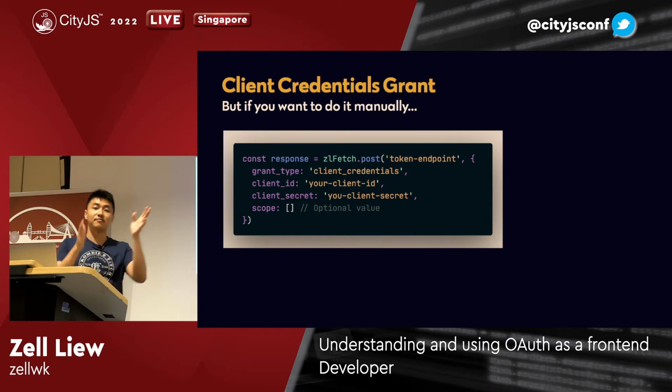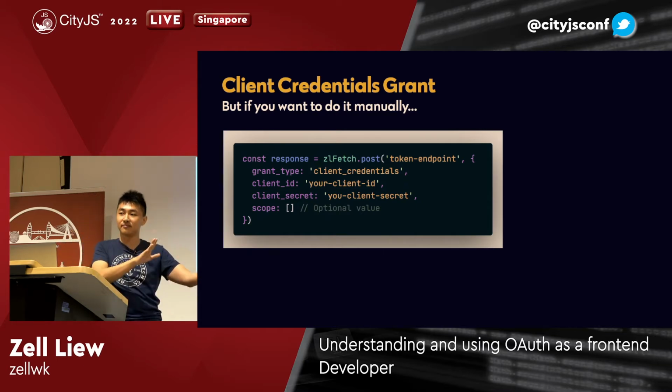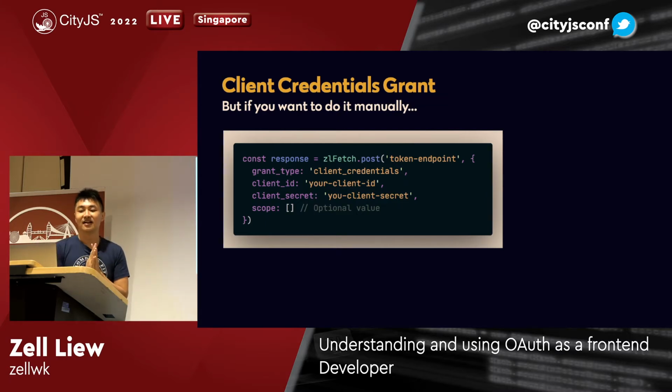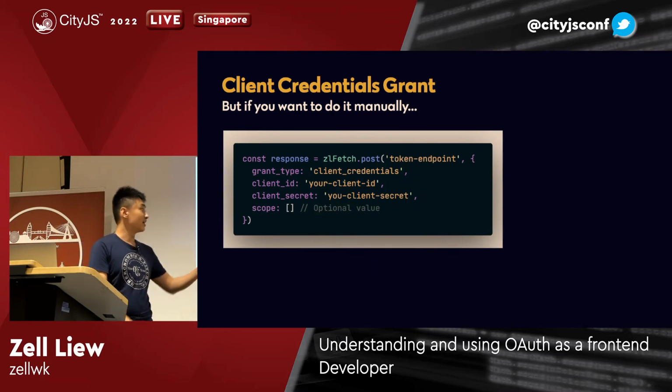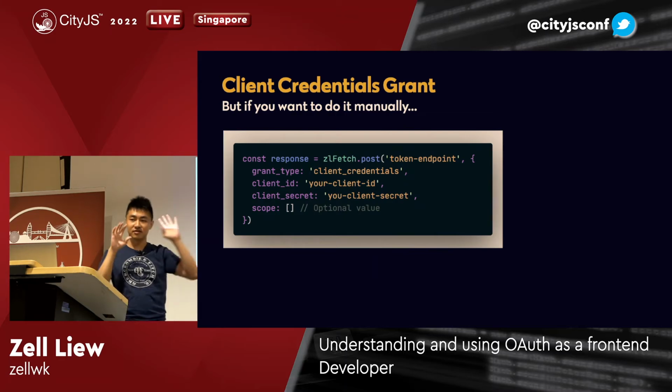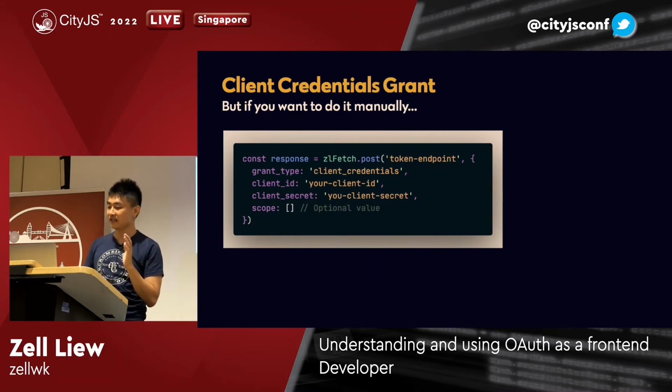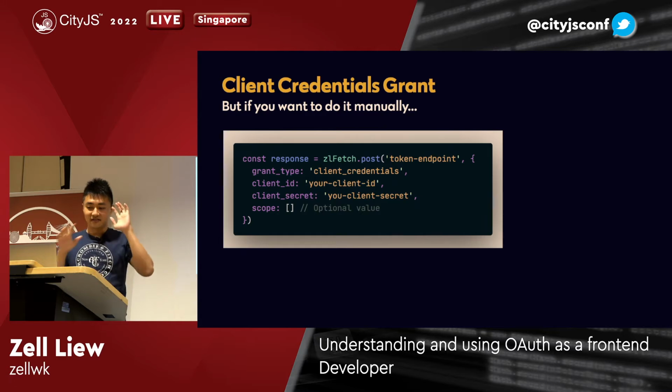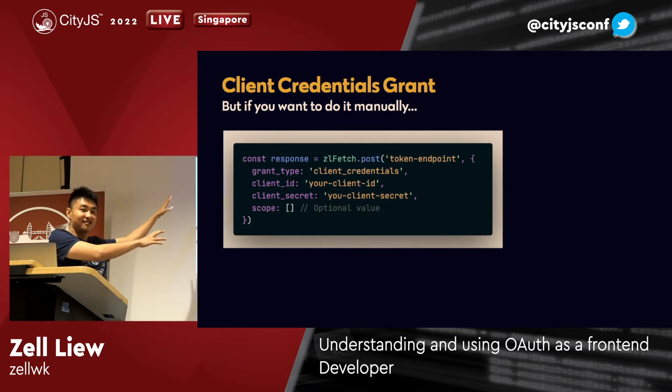Basically, you need to send a POST request to a token endpoint, which usually is something like authorize/OAuth2 or whatever. And you need to set the grant type to client credentials. You need to send in your client ID, you need to send in your client secret, and an optional scope value, which I will talk about in a bit. Now, this is the standard that is given.